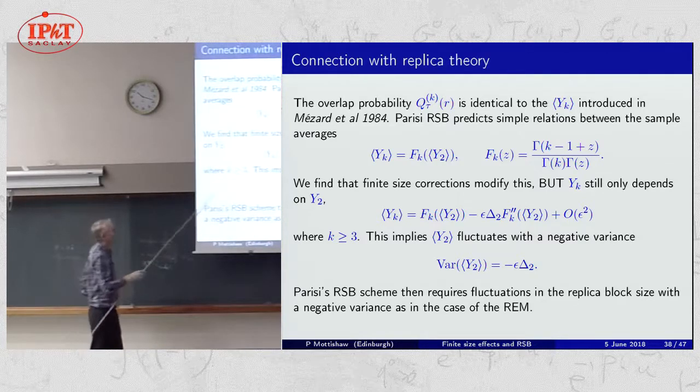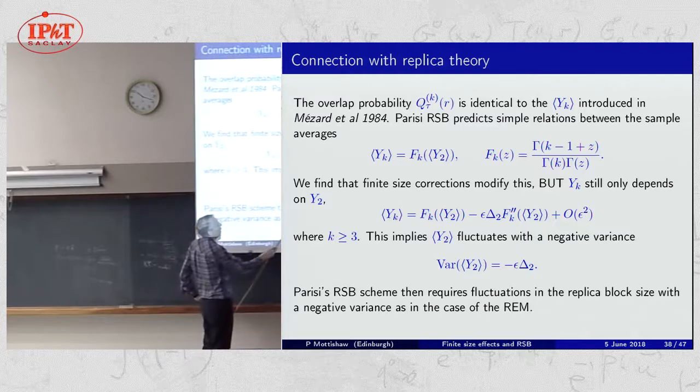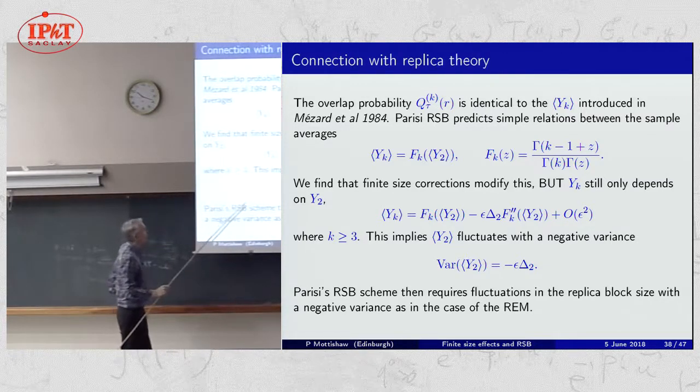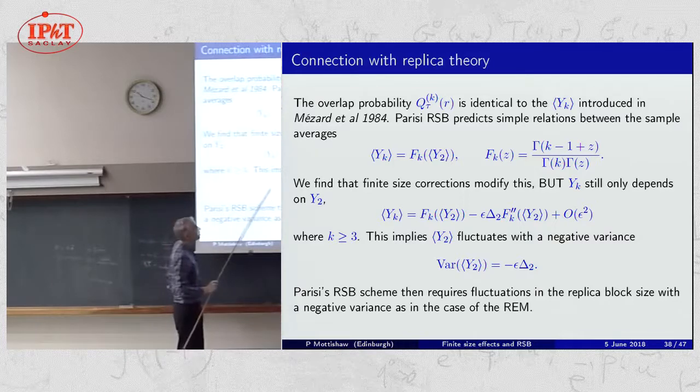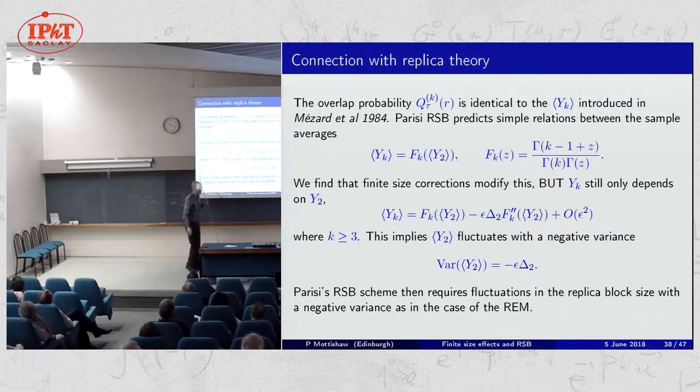And basically what we're saying in these models, if you allow for a fluctuation in the block size, which is unfortunately negative, so the variance of that fluctuation is negative, then you will get the correct finite size behavior. So it shows that in this case you can see how replicas would generalize to these problems, at least in principle.